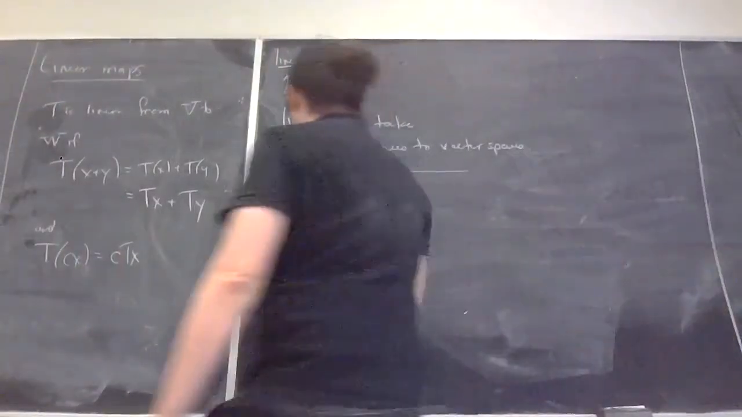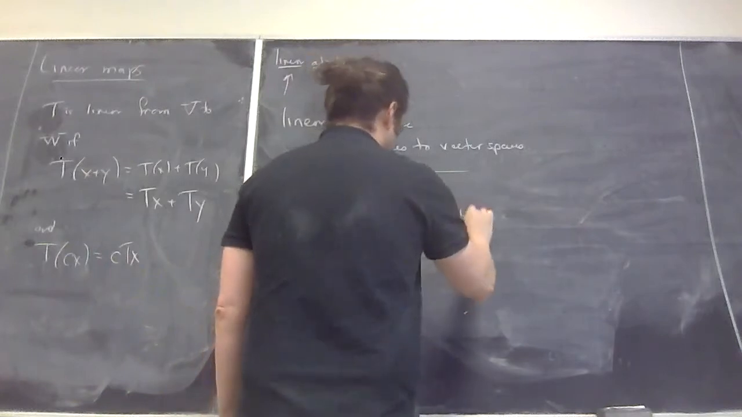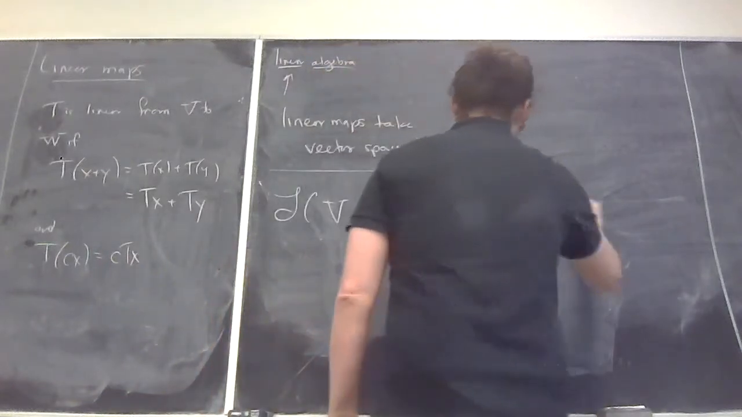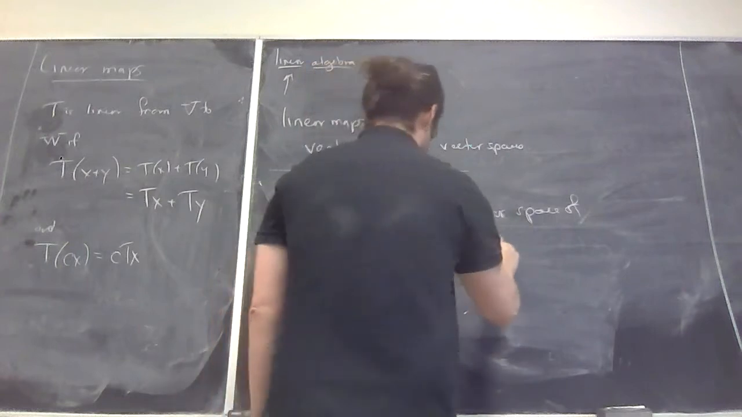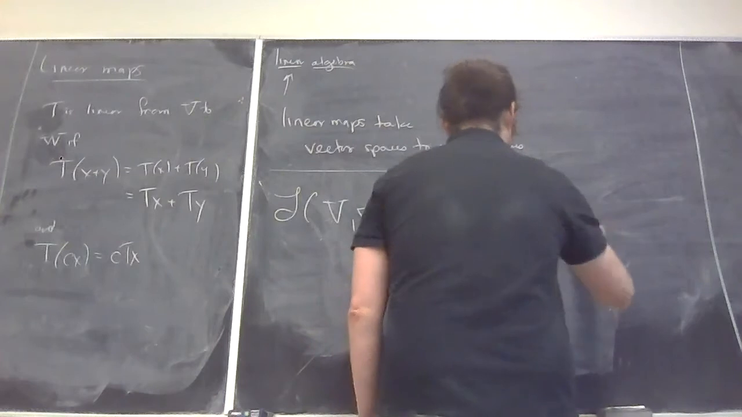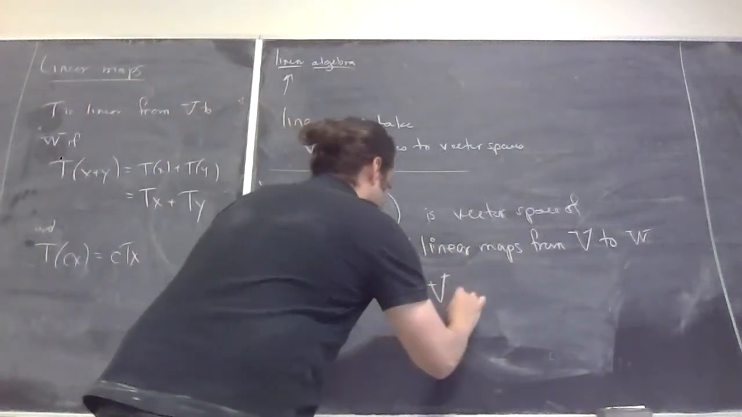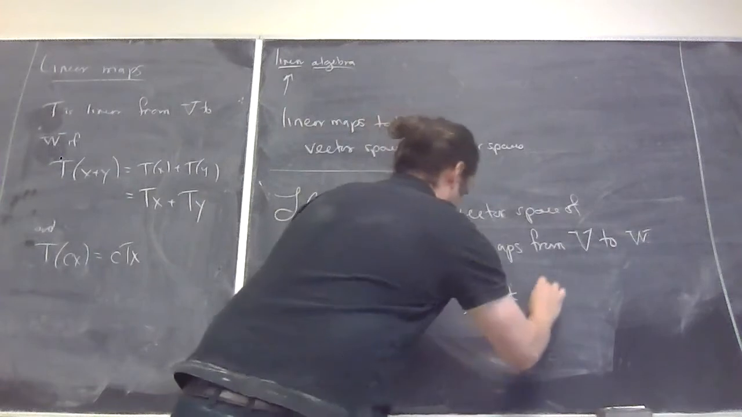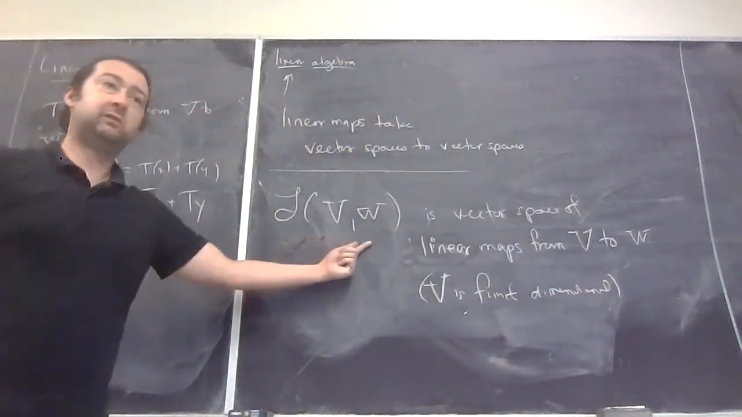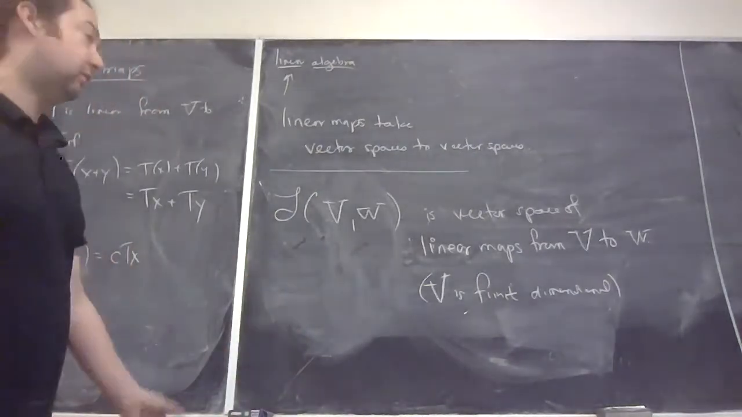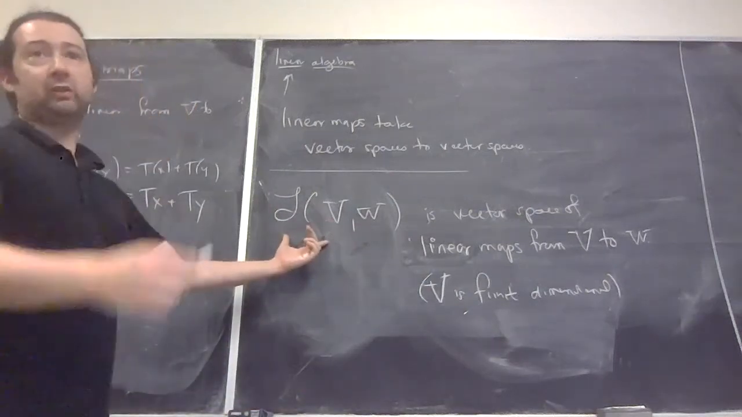Now, this space, L of V, W, is the vector space of linear maps from V to W. It's assuming here that V is finite dimensional. This is just a notation that means every map that is a linear map from a particular vector space into another. And this turns out to be a vector space because if you have two functions, you can add them together and get a new function. That's basically the idea. By adding two things in here together, you get a new function out the other side.